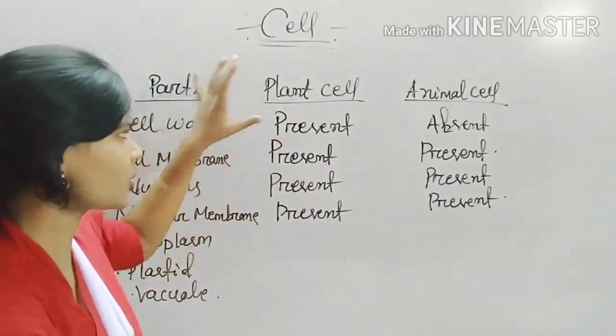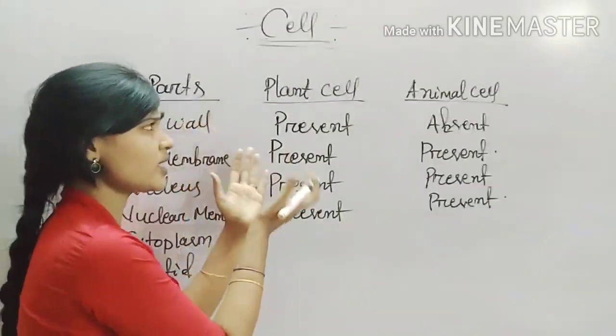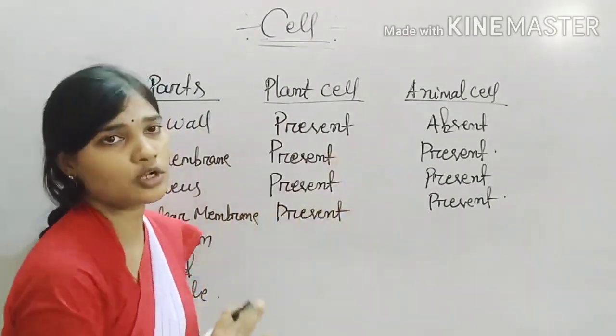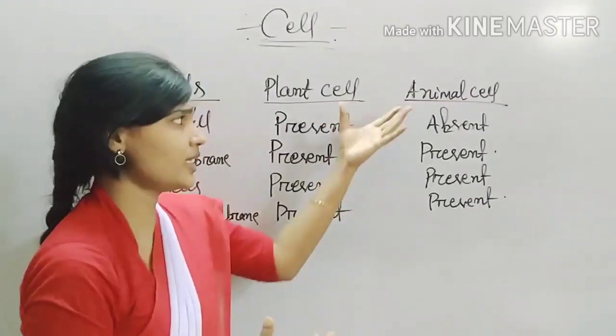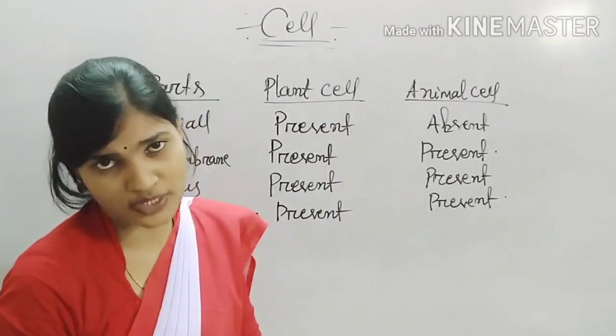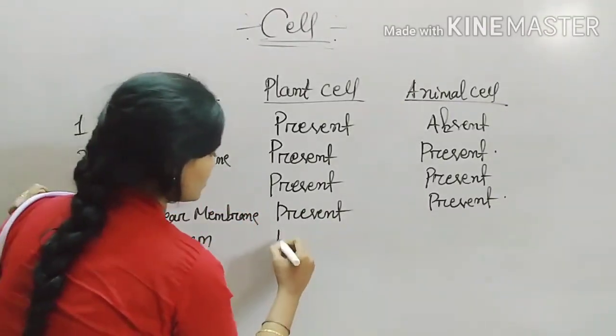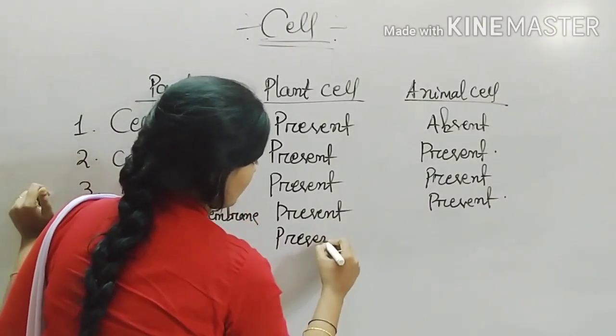We know that vacuoles are present in plant cell and animal cell also. But in the case of the plant cell there are large vacuoles present, and in the case of the animal cell small vacuoles are present. Okay. Cytoplasm is present in both types of cells.